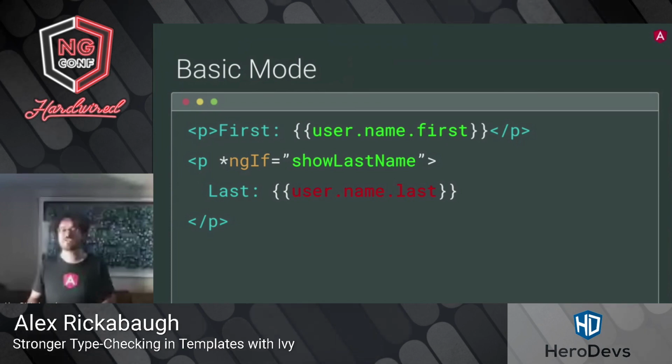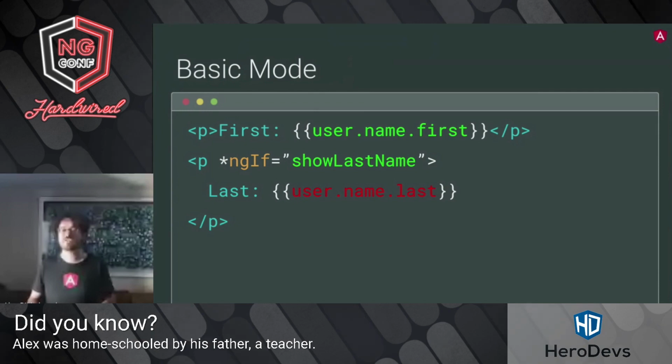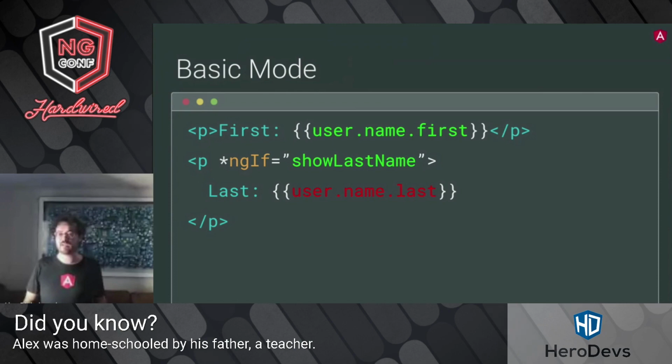It'll also check that showLastName is a valid property, and that ngIf exists and is something that we can bind to. But it's going to miss a few things. It's not going to check that the type of showLastName is actually assignable to the input of ngIf. Thankfully, it will be because ngIf checks truthiness, so it'll accept anything.